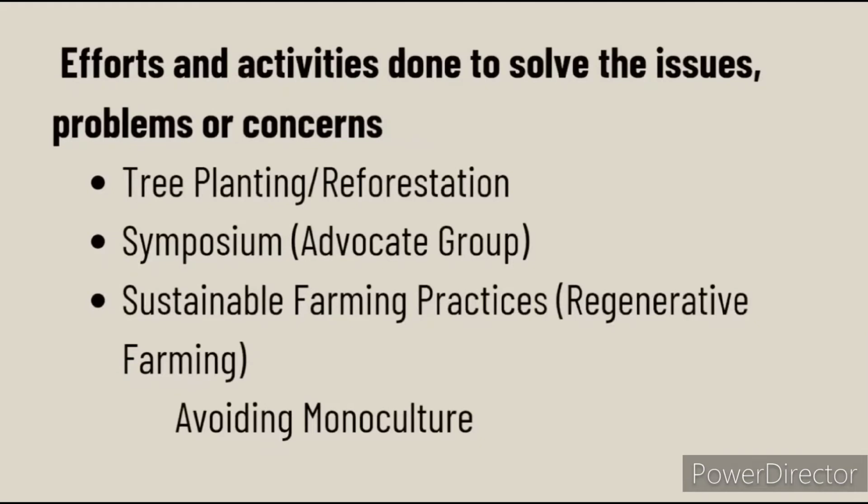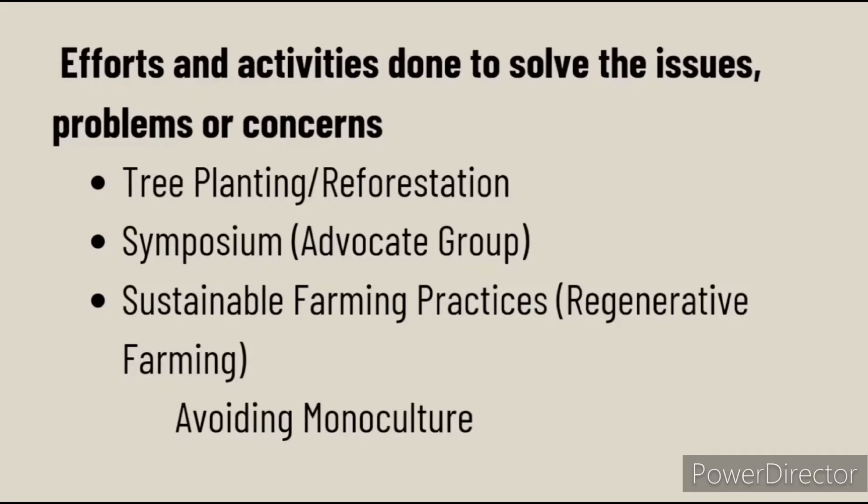The efforts and activities done to solve the issues, problems, or concerns include tree planting or reforestation. The trees improve soil fertility by increasing biological nitrogen fixation in the earth, promoting greater water infiltration, and increasing biodiversity. Planting trees would help restore the fertility of diseased or exhausted soils. Second would be symposiums or advocate groups. These greatly help in the dissemination of information regarding certain environmental issues and topics. We should continue advocating to combat land degradation and regenerating our lands and soils for the future generations.